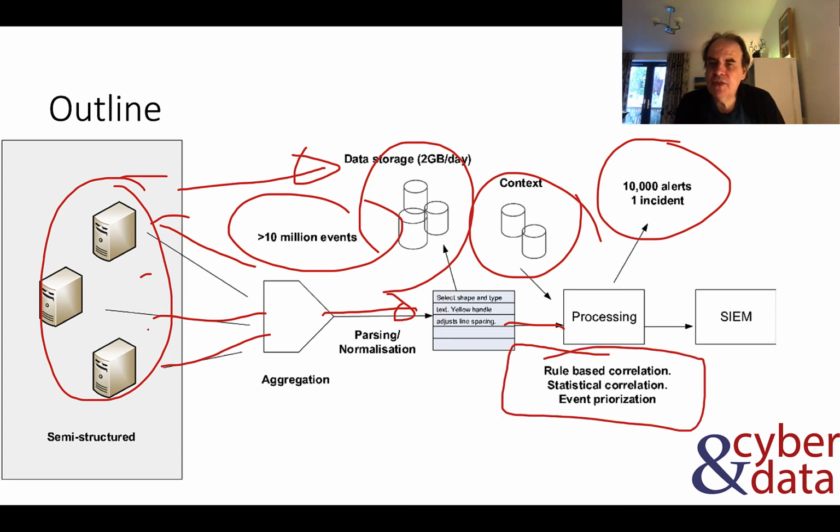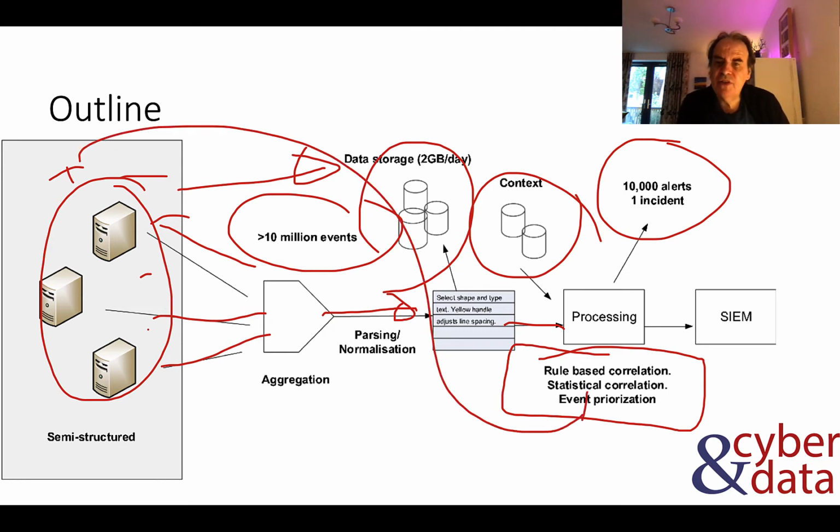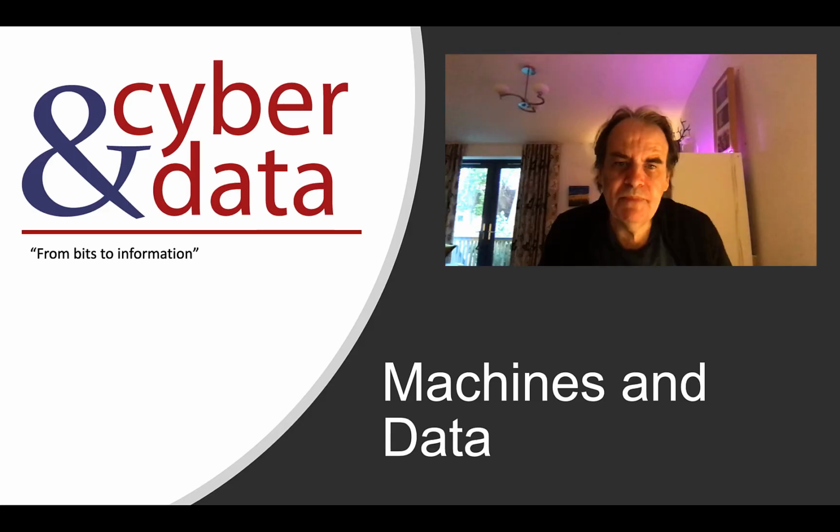As part of the processing, we can use role-based correlation, statistical correlation, or event prioritization. So we might find that a bad login on a critical server might have prioritization over, say, an alert where someone is pinging a computer on the network. And this all really goes into our SIEM infrastructure.